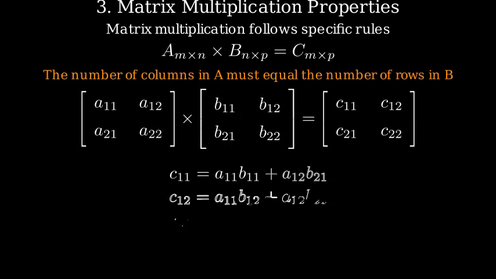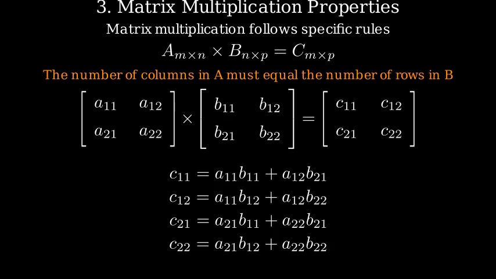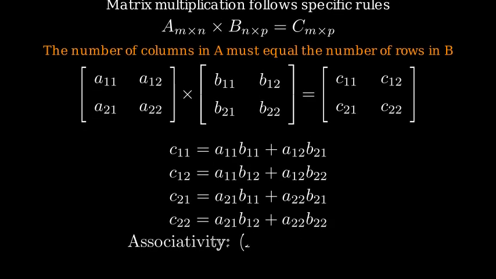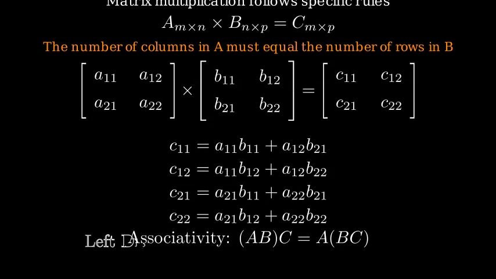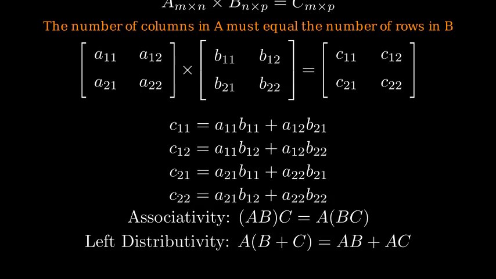The first property of matrix multiplication is associativity. This means that (A times B) times C equals A times (B times C), regardless of how we group the multiplications. Next, we have distributivity over addition, which comes in two forms. A times the sum of B plus C equals A times B plus A times C. And the sum of A plus B times C equals A times C plus B times C.